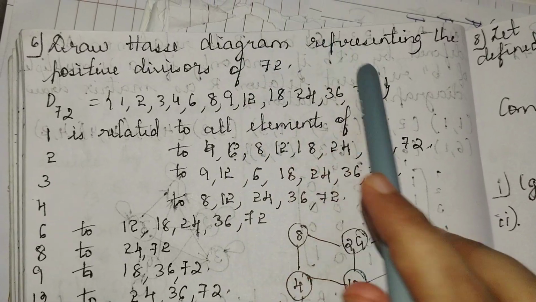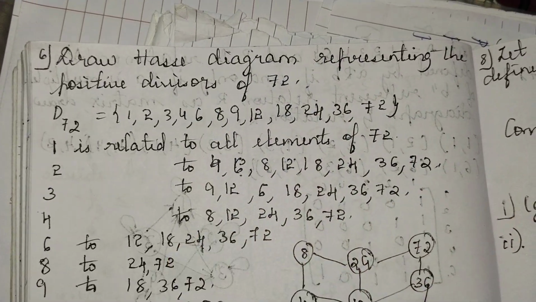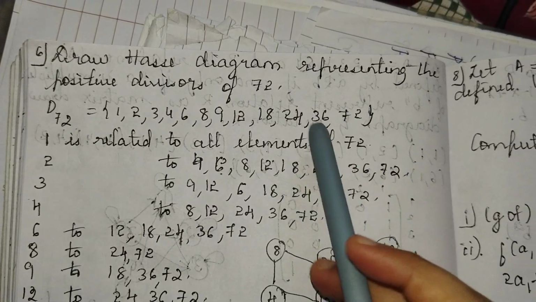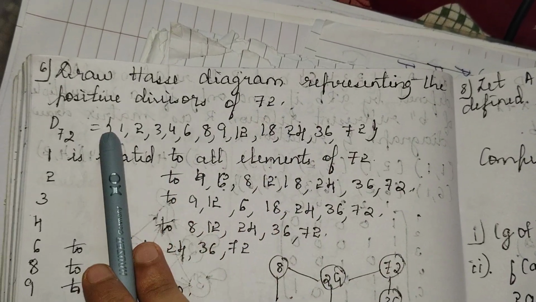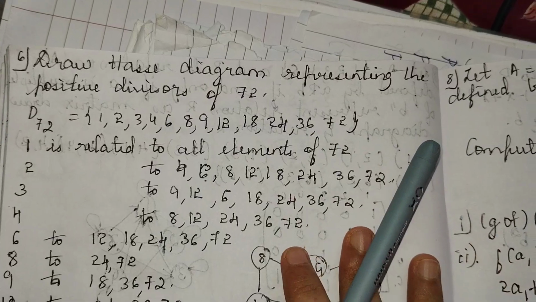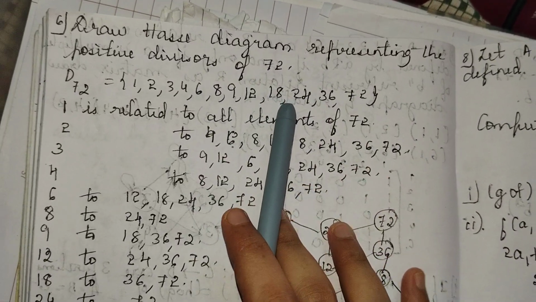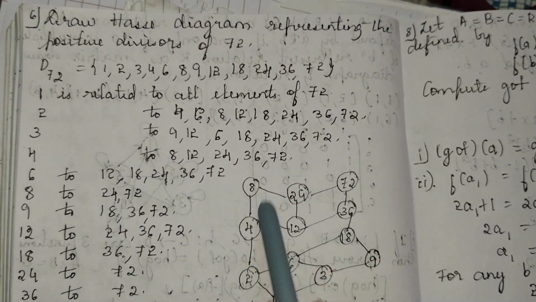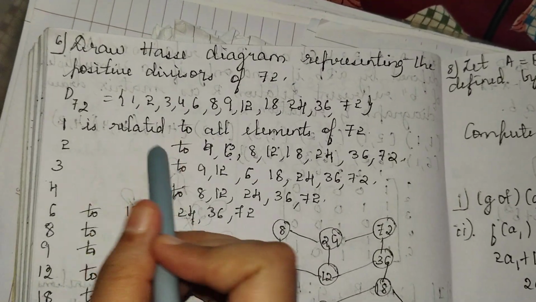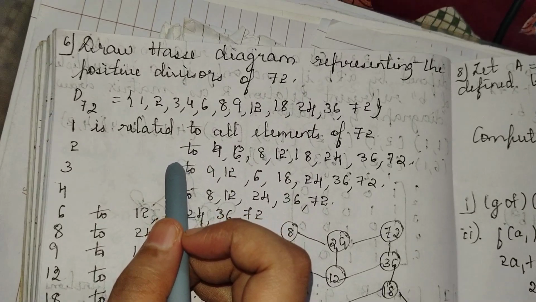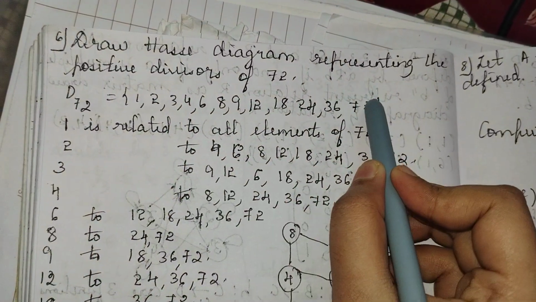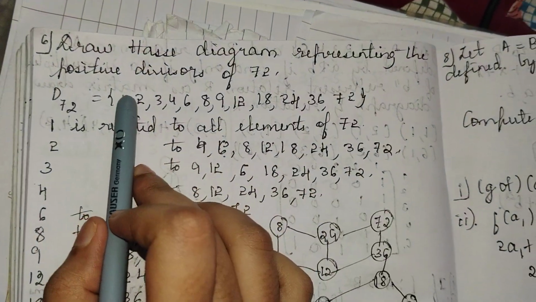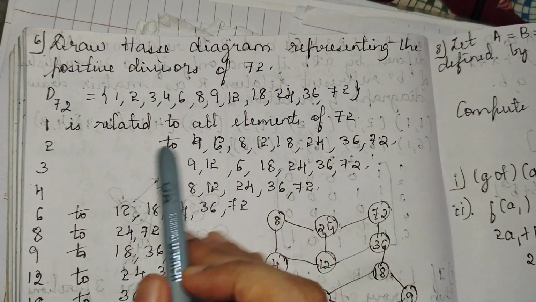Okay. Draw the Hasse diagram representing positive divisors of 72. So whatever 72 divisors are there starting from 1, you have to list. Okay. After you list, you have to write what are the related things to make the Hasse diagram easy. How to write that I'll tell. Please concentrate. Now among all this, 1 is divisible by how many numbers? All, right? Starting from 1 to 72, all.